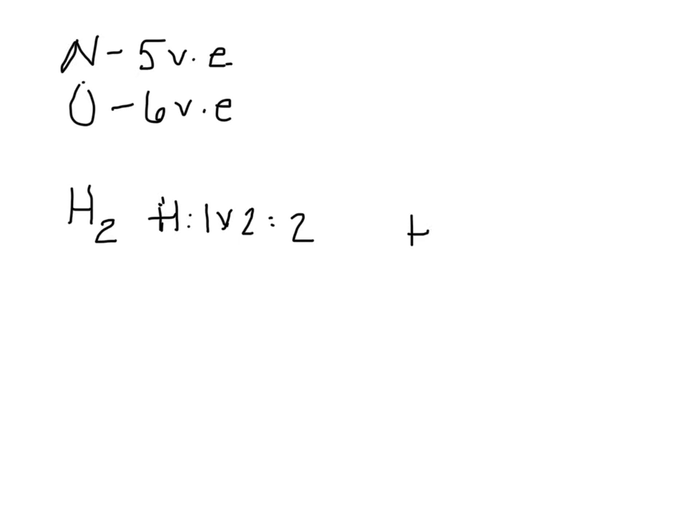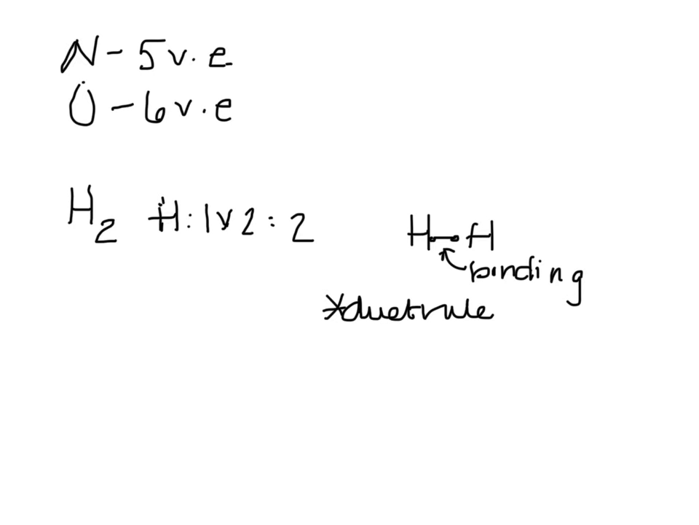When I put them together to draw a diagram, I'm going to draw them right next to each other, and then I'm going to draw a line. Okay? The line represents a bonding pair of electrons. Hydrogen only needs 2 because of the duet rule to be happy. So at this point, hydrogen's a pretty happy molecule.